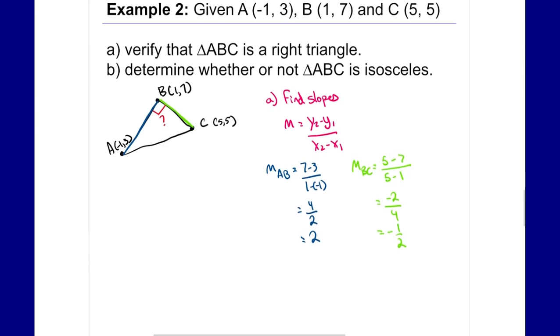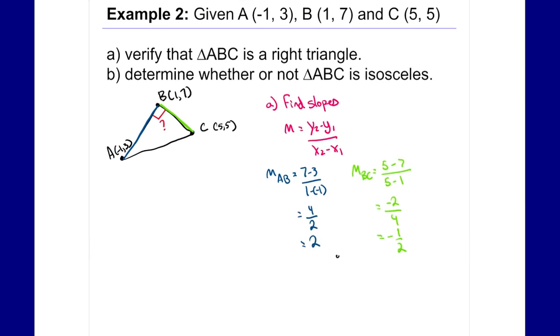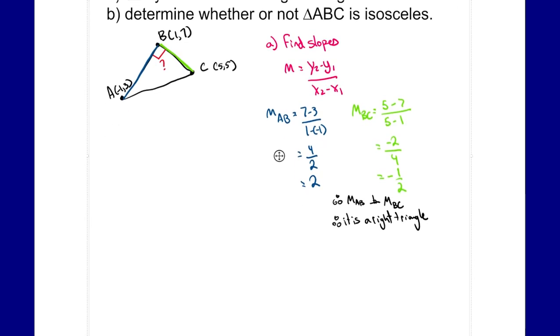So looking at these two slopes, therefore, the slope of AB is perpendicular to the slope of BC. So therefore, it is a right triangle. So we've proven that it's a right triangle. The next step is to determine whether or not it is isosceles. So we do need to check to see if we have any two of the same lengths.